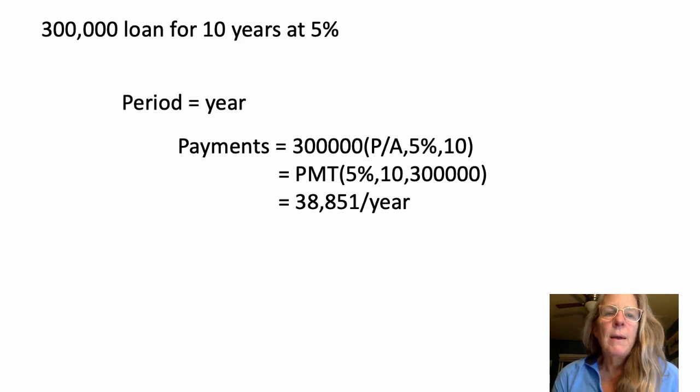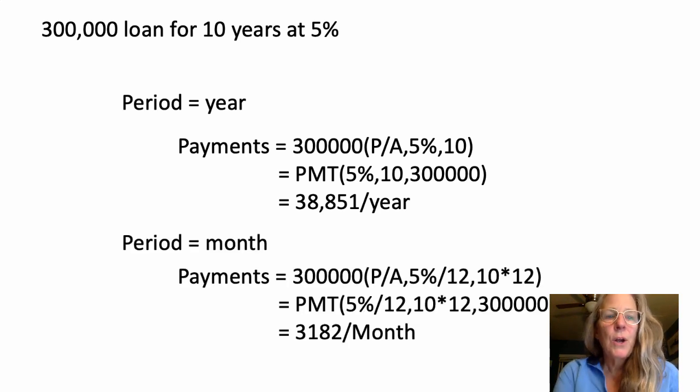So when you do that, in the first instance, I defined a period as 1 year. You remember this is an important aspect associated with figuring out things like interest rate. When I define it as 1 year, then I can either write it as 300,000 times PMT at 5% for 10 years, or I can use the Excel function, which is PMT 5% 10 years 300,000. Either way, it gets me a value of 38,851 per year. So I'll have to make 10 payments of that amount.